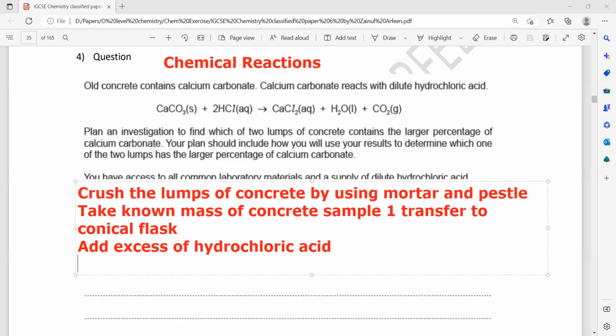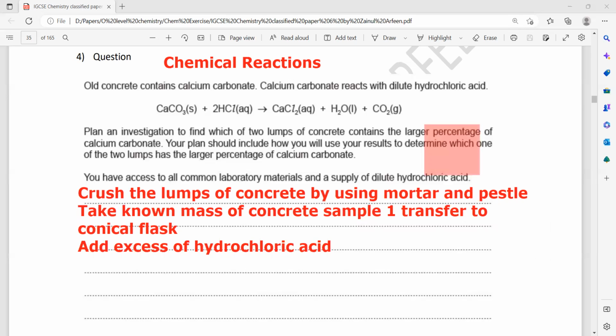But in the question, we have a lump of concrete, and this concrete contains a high percentage of calcium carbonate. So we want to find what the percentage of calcium carbonate is in this. So measure the mass of concrete. Then when we add an acid, the acid will react with it. The acid will not react with all of the concrete, it will only react with the calcium carbonate present in the concrete.